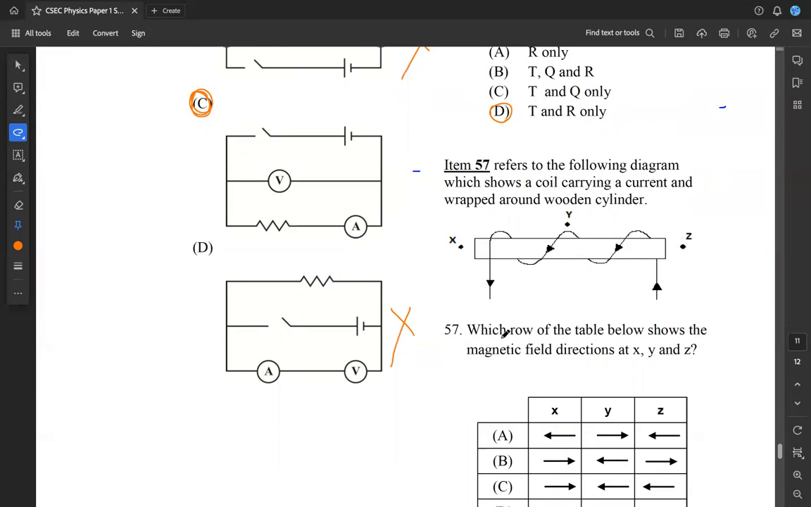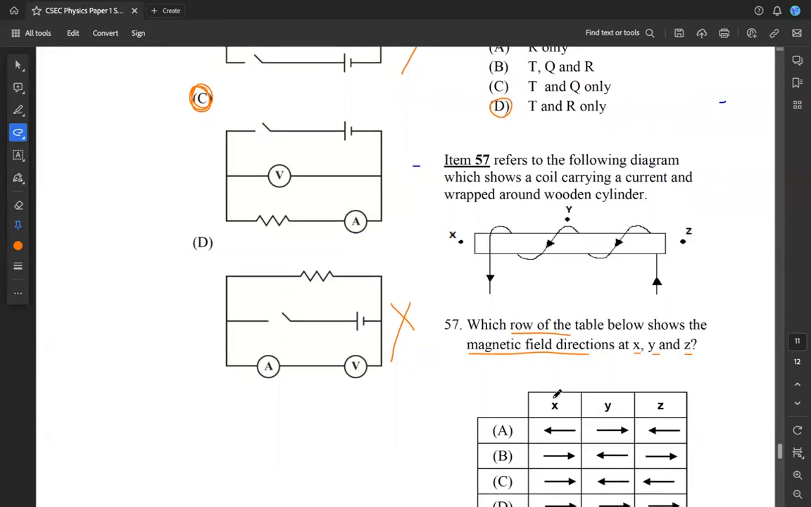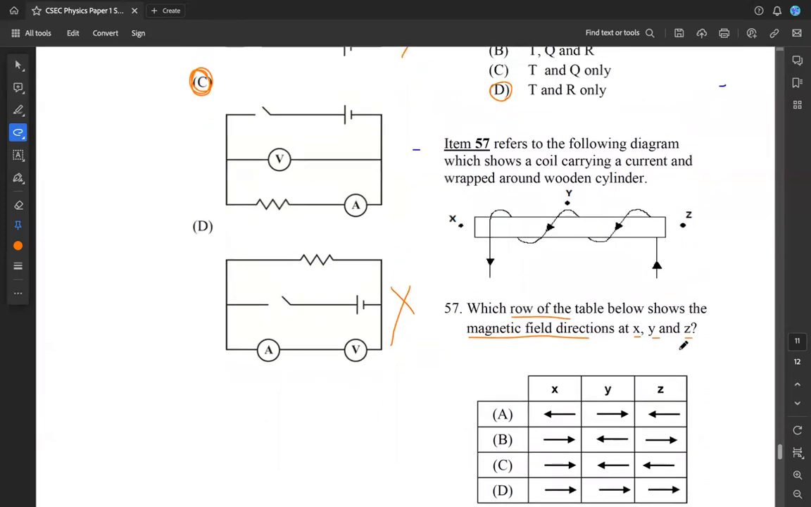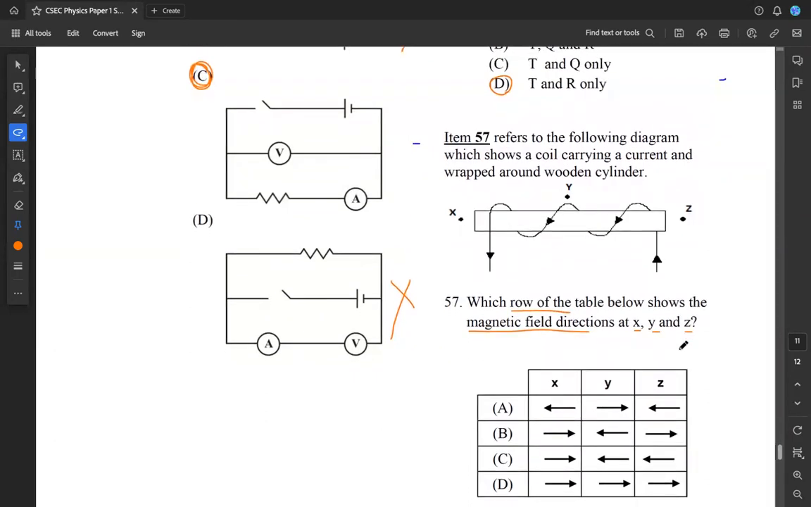So the question is asking us which row of the table shows the magnetic field directions at the points X, Y, and Z. So we have to find out the direction of the magnetic field at all these points, right? So here's how we're gonna do that, guys. Because we have a current carrying coil, we can use Fleming's right-hand rule, right? And so if we use the right-hand rule, we're gonna take our 4 fingers and we're gonna just wrap them around that coil in the direction of the current.